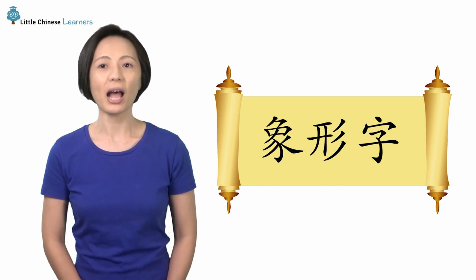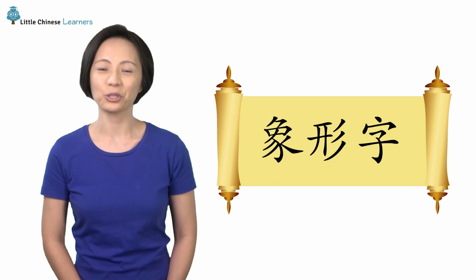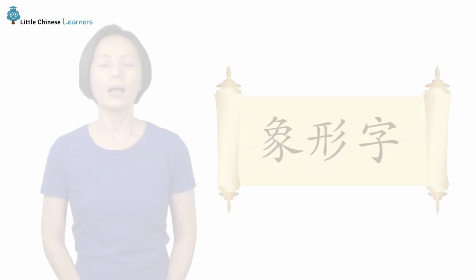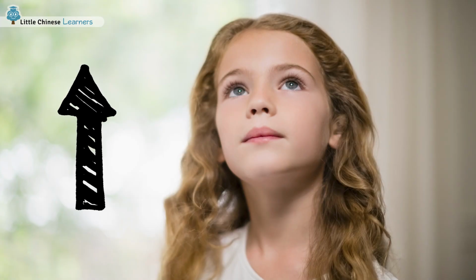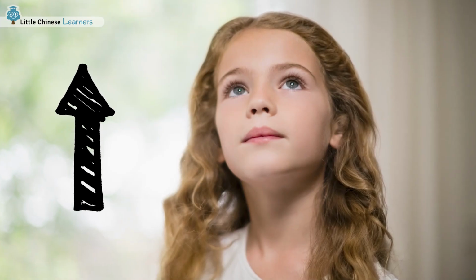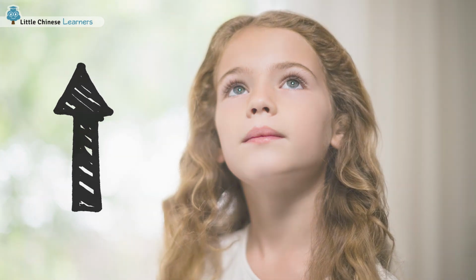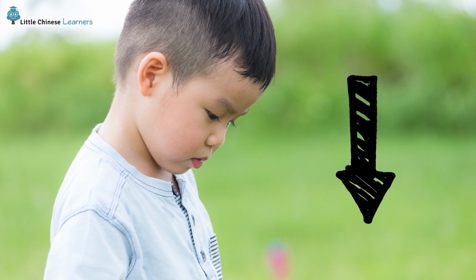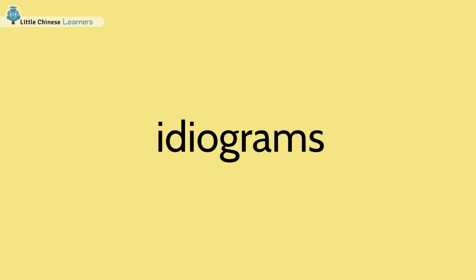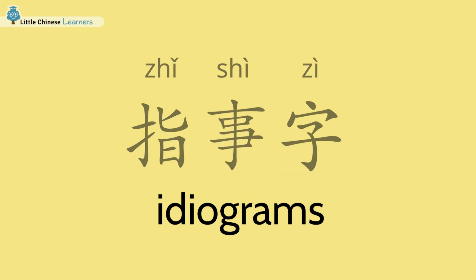But pictures were not the only way that Chinese words were formed. Some Chinese characters came from symbols that represented ideas. For example, an arrow pointing up tells us to look up, while an arrow pointing down tells us to look down. Words created this way are called idiograms, or 指示字.